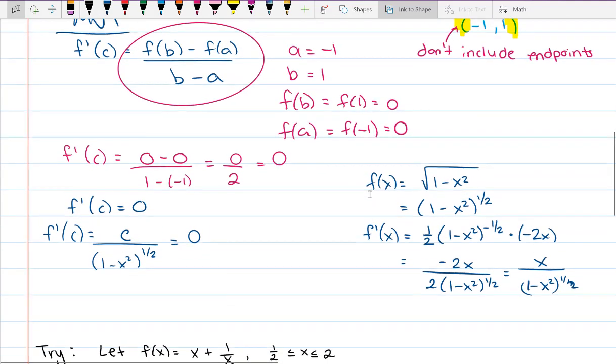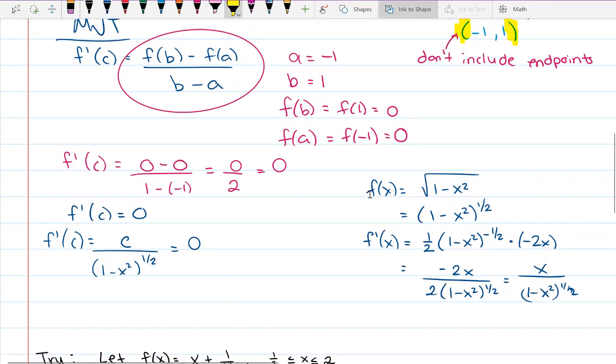Whenever you want to solve for a rational function, you just set the numerator equal to 0. And so from there, you're going to get that c is equal to 0. So that's good. That's the x value such that the derivative is equal to 0. And what this means is that the slope of the tangent line is 0.